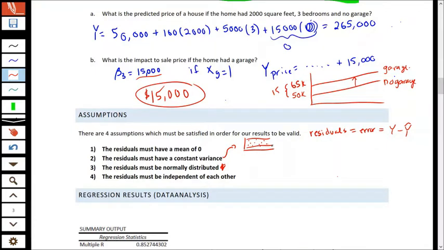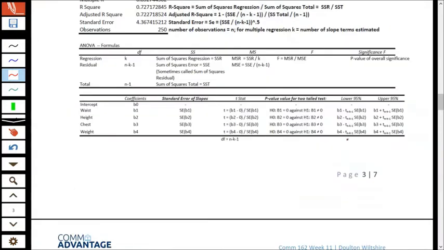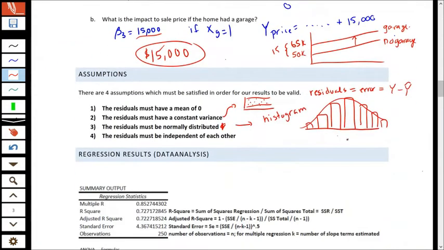Residuals must be normally distributed. So this means that if you built a histogram of these residuals, and the histogram goes back to quiz 1, but you might have to build a histogram, that histogram looks like a normal curve, okay? It's got that bell-shapedness, and it should also be centered at 0, right? If our average is 0, from rule number 1, your histogram should be centered at 0.